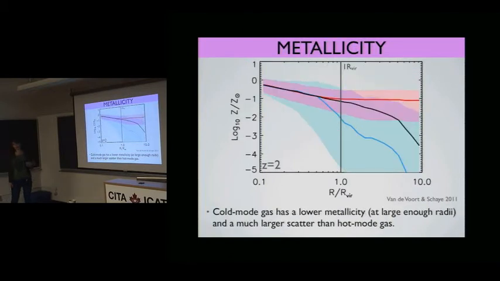The median metallicity of cold mode gas is lower than the median metallicity of hot mode gas. This is not converged, so if you go to a higher resolution simulation, the difference will be larger. But again, the spread in the cold mode distribution is much larger. This is because some of it will have been in the vicinity of a recently formed star, and will have been enriched. It could even be a clump with a star forming inside of it. And some of it has not, it's just pristine, it has zero metallicity, which causes the spread to be huge.